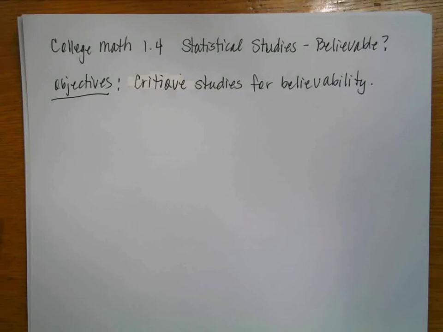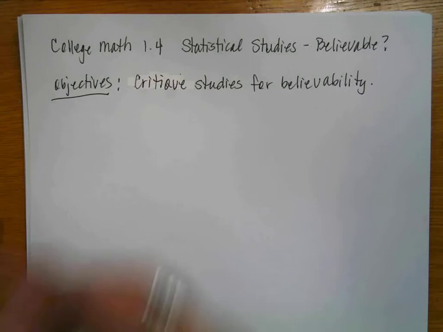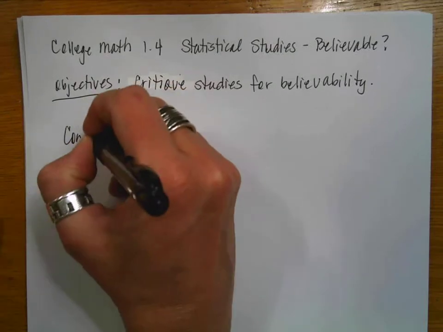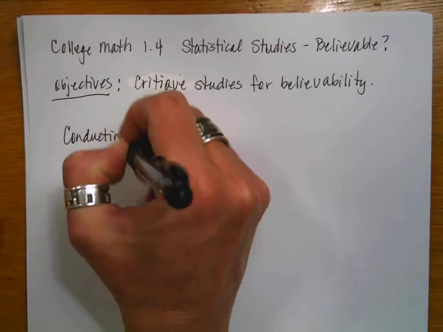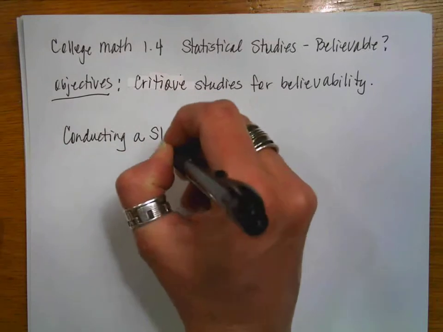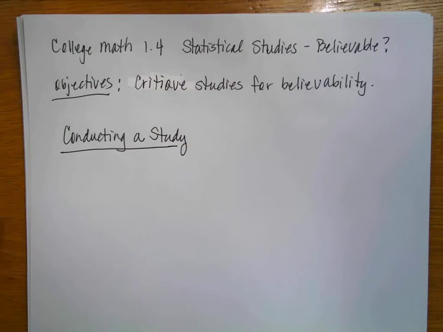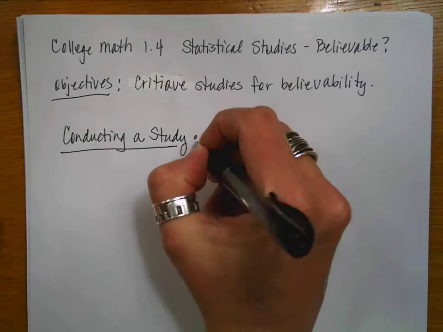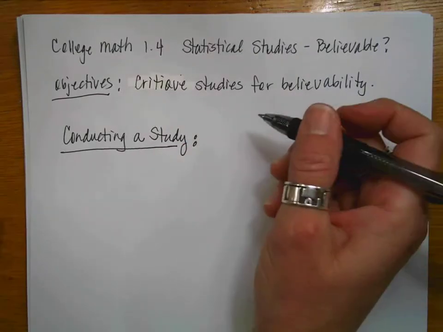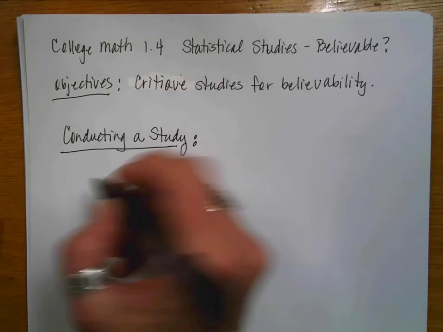We're going to be looking at statistical studies and trying to discern whether or not they are believable. So our objectives are that we're going to critique studies for believability. When we're conducting a study, there are some things that we need to do, and when we are critiquing that study, we want to see if these parameters have been met.